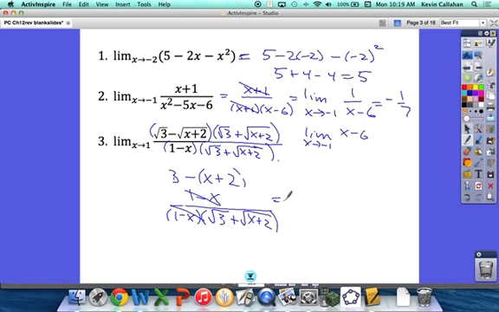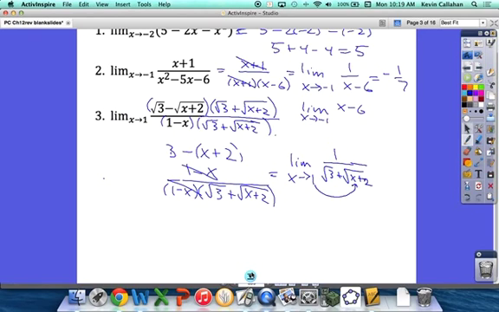So now we get the limit as x approaches 1 of 1 over the square root of 3 plus the square root of x plus 2. Okay, what happens if I do direct substitution now? Yeah, I'm going to get the square root of 3 plus the square root of 3, which is 1 over 2 times the square root of 3.